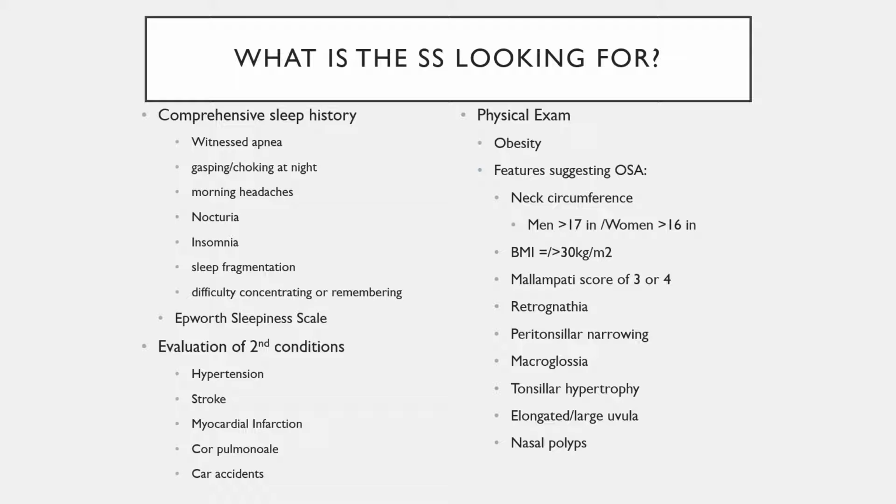Retrognathia, again, that's where they have the very small chin that is positioned further back in the airway. Peritonsillar narrowing. Macroglossia, that's where they have an enlarged tongue. Tonsillar hypertrophy, that's where their tonsils are swollen. Looking for an elongated or large uvula. The uvula is the little dangly thing in the back of your throat. And then they're also looking for nasal polyps. Let's go on to our next slide.